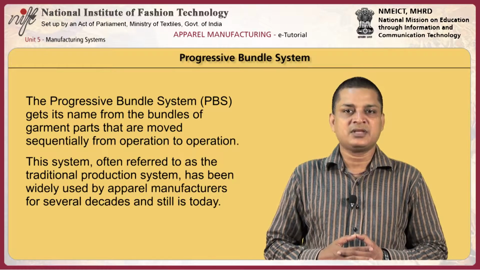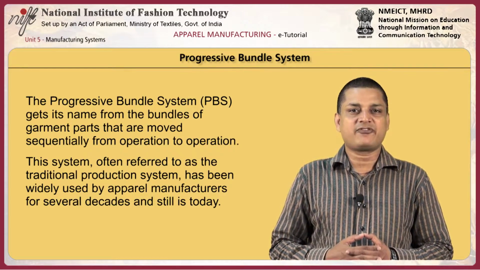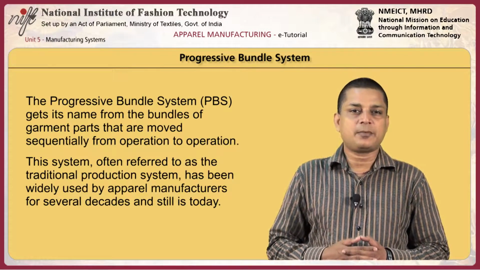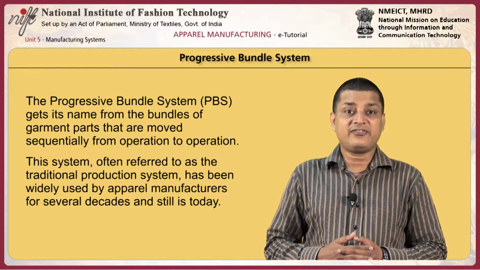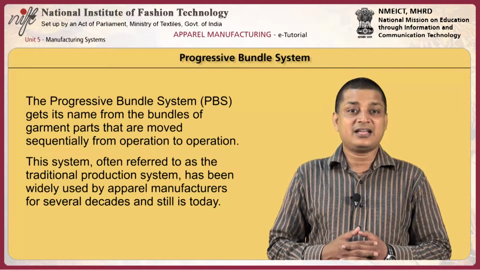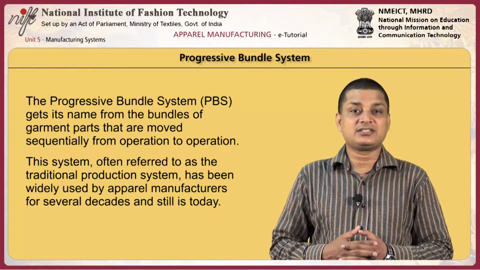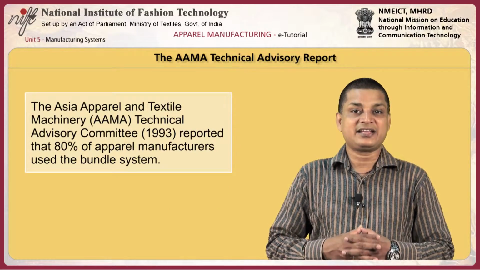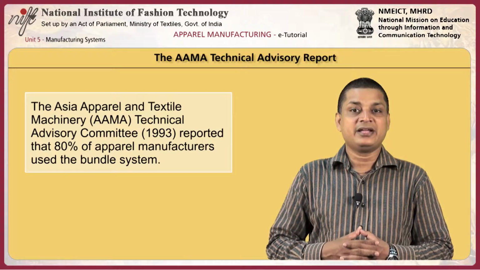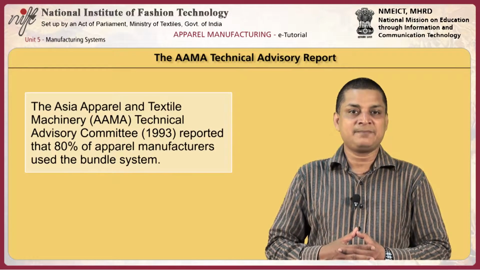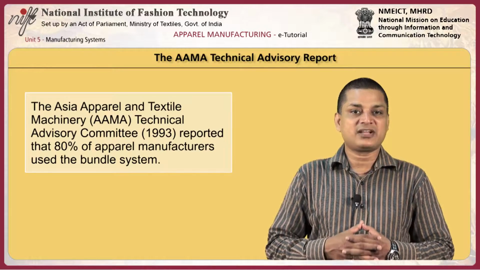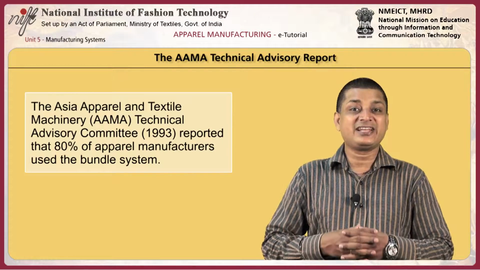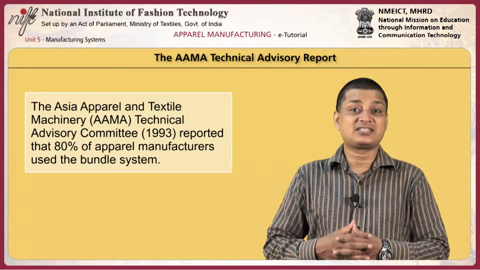The progressive bundle system, also known as PBS, gets its name from the bundles of garment parts that are moved sequentially from operation to operation. The system, often referred to as the traditional production system, has been widely used by apparel manufacturers for several decades and is still in use today. The AAMA Technical Advisory Committee in 1993 reported that 80% of apparel manufacturers use the bundle system. They also predicted that the use of bundle systems would decrease as firms seek more flexibility in their production systems.